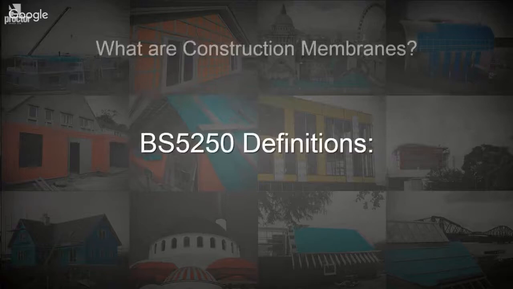BS 5250 is the code of practice for the control of condensation in buildings. What this does is outline where and when the membrane should be used, along with the ventilation requirements that may apply. BS 5250 actually defines the various types of condensation control membranes.